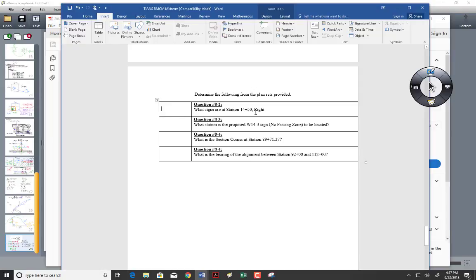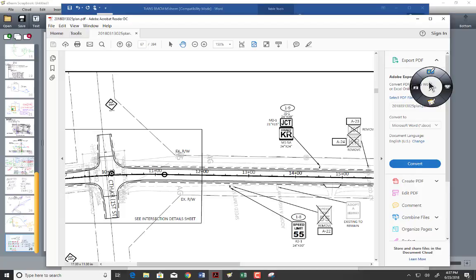If this would have been to the left, yeah. So there are no signs at 14 plus 50 to the right, but if we looked at 1450 to the left, then you'd have an M2-1 and an M1-5A. And you'd have a J1-1. So those would be your three signs. I'm not even quite sure what the third sign is. So it's an M2-1 and M1-5A, a junction sign with the county trunk highway sign. That's looking up station to the left, right here.